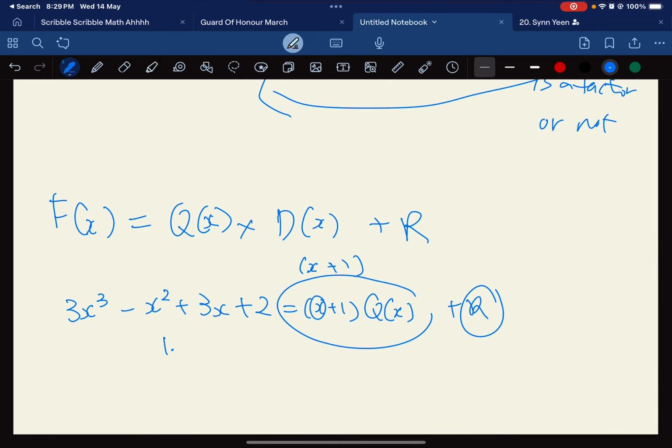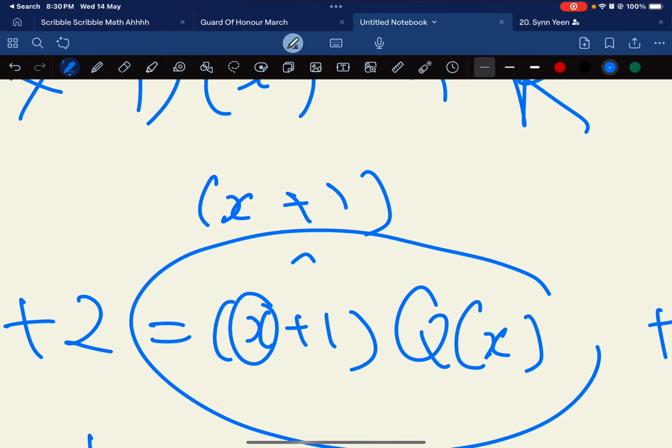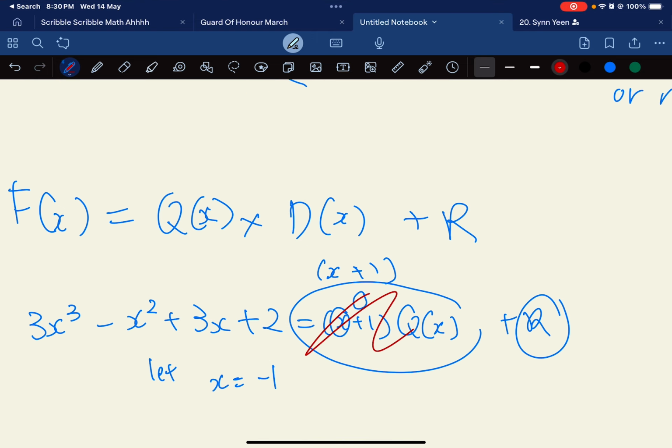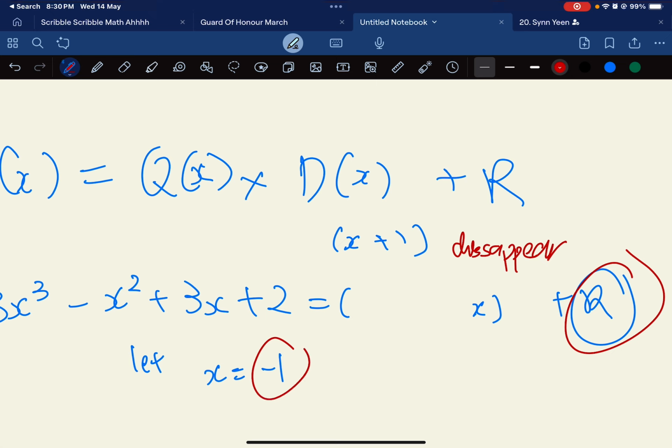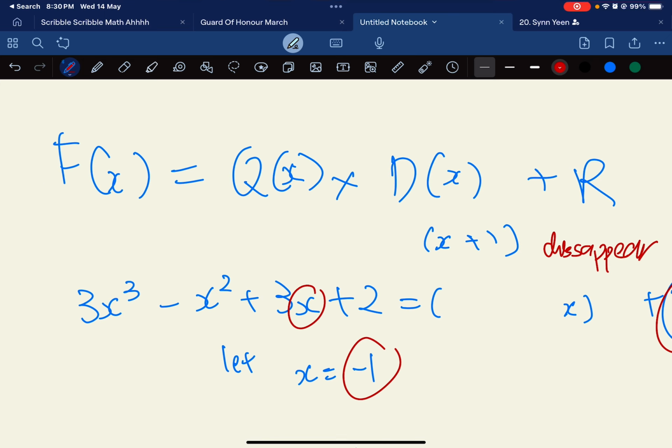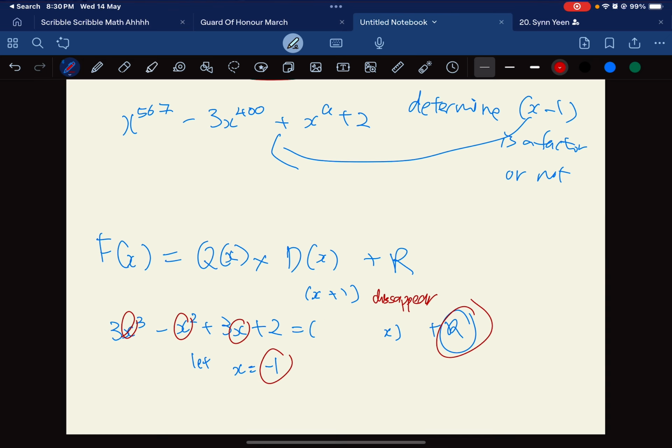Okay, if we let x be minus 1, then this whole thing will be 0, which means this whole thing disappears. If this disappears, you can find the remainder right now. So when x equals minus 1, I literally mean x equals minus 1. Sub this negative 1 in for whatever x you can see. Sub in this, sub in this, sub in this. That's how.